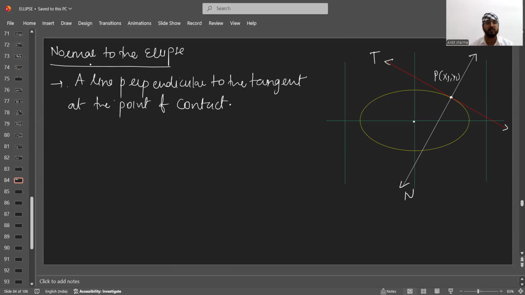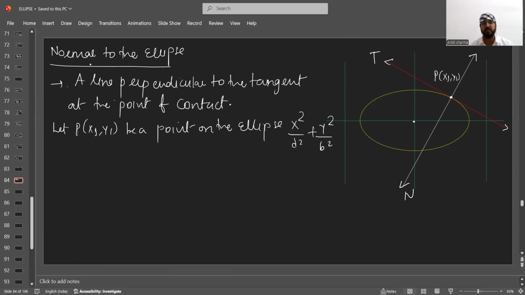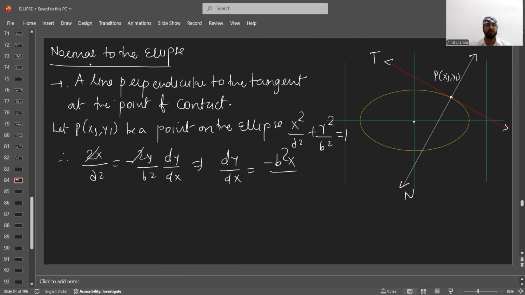So let P(x1, y1) be a point on the ellipse x square over a square plus y square over b square is equal to 1. So we differentiate now. So I'll be having 2x over a square is equal to minus 2y by b square dy by dx. So from here we get dy over dx is equal to, this 2 and 2 we can get rid of, so I'll be having minus b square x over a square y.